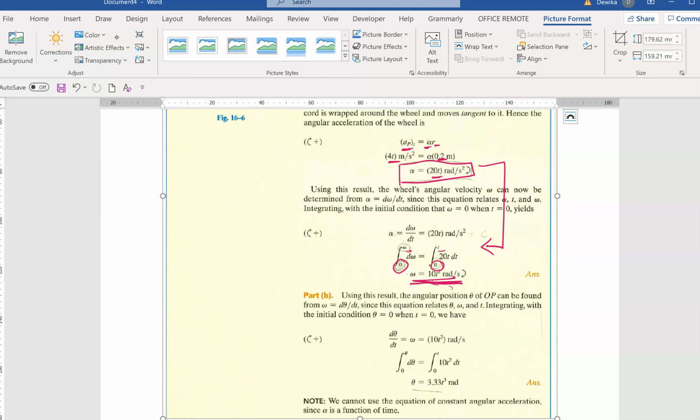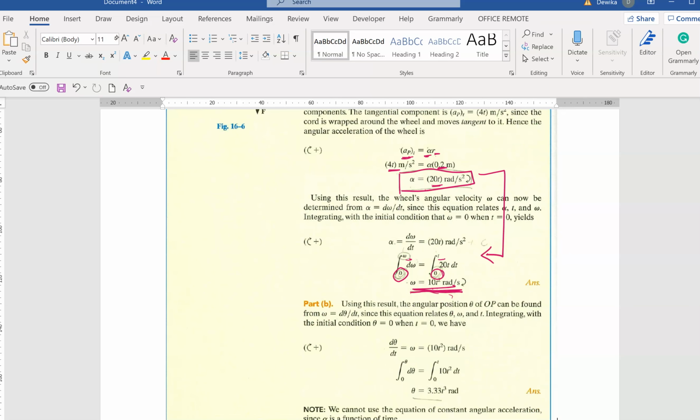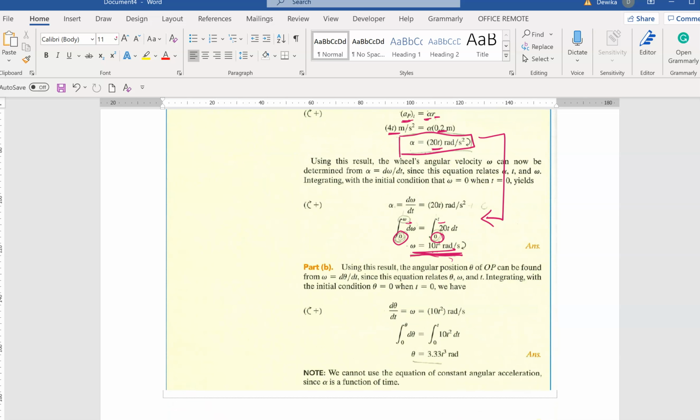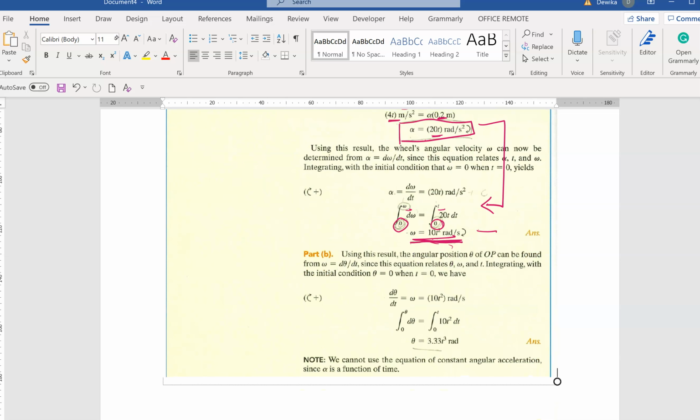Part B, they're asking you for the angular position, which is the theta. Let's look at how to find the theta. Of course, you integrate this, you get your theta, right? What are the hints that are given? Also 0, 0. At theta 0, the time is 0. So when you integrate this 10 t square, you will get that theta is 3.33 t cube radians.